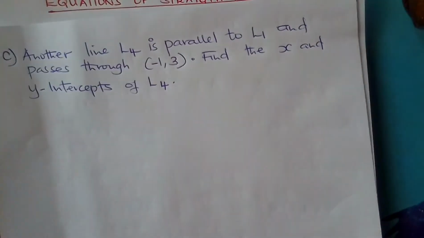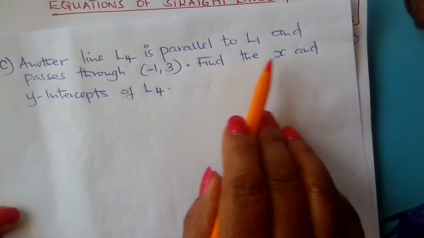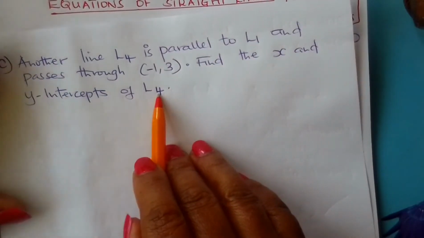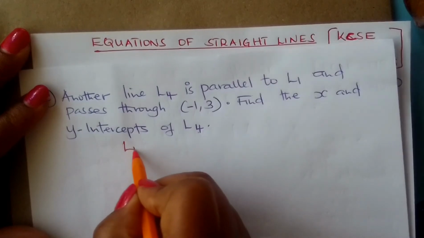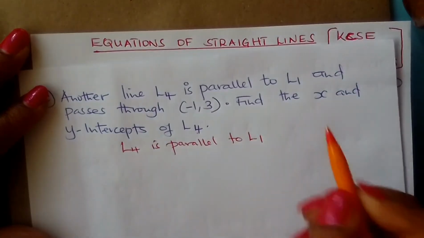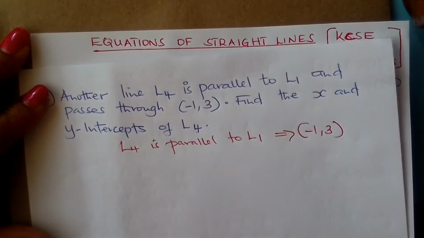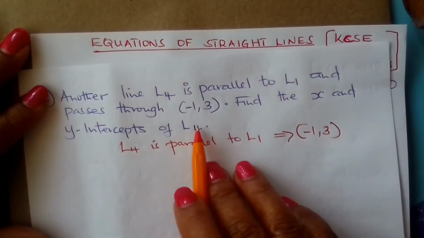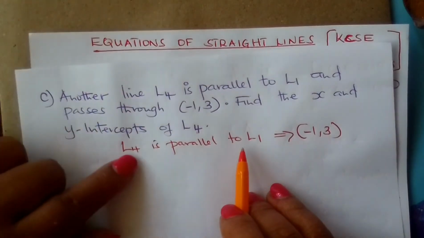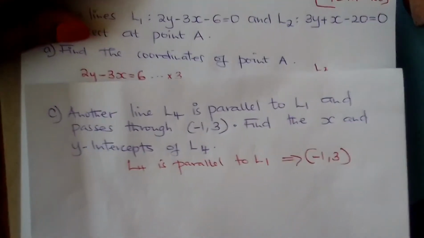Part C. You are told that another line, L4, is parallel to L1 and passes through point (-1, 3). So learner, we are finally told to find the x and the y-intercepts. So the first thing is to find the equation of L4. So learner, we first take L1.